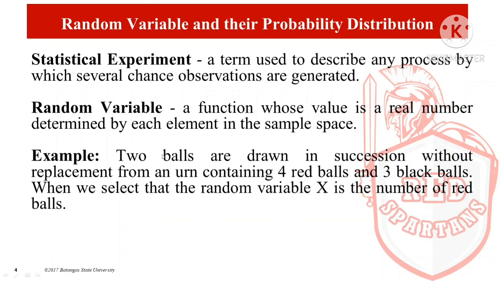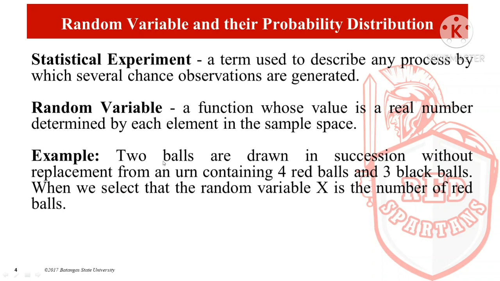So, for random variable and their probability distribution, meron lang tayo ditong ilang definition or terms. For statistical experiment, it is a term used to describe any process by which several chance observation are generated. So, ito yung ating ginagawa. So, nag-experiment tayo para makuha natin yung possible outcome. Then, a random variable is a function whose value is a real number determined by each element in the sample space. So, yung random variable daw is a real number na galing kay sample space.